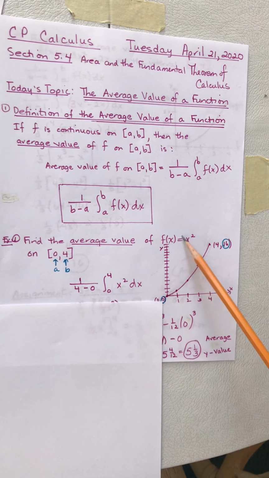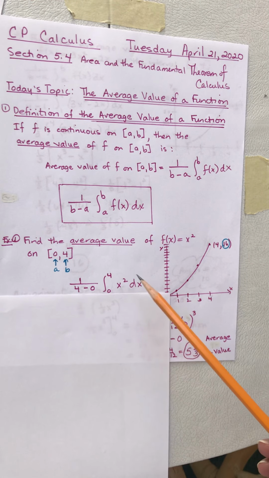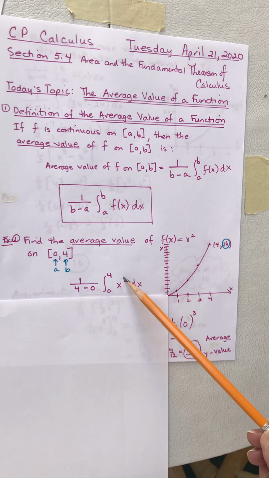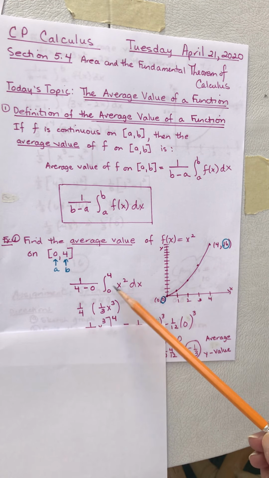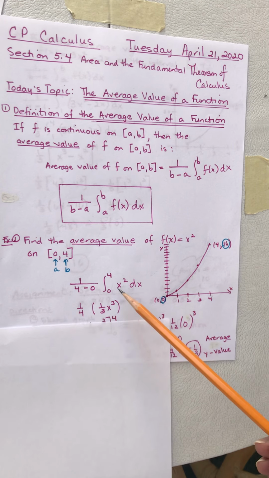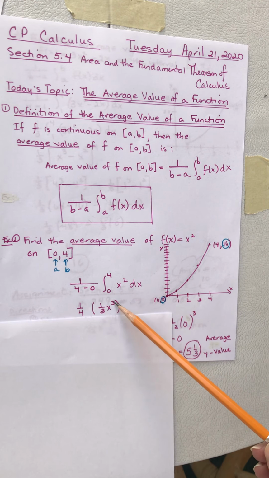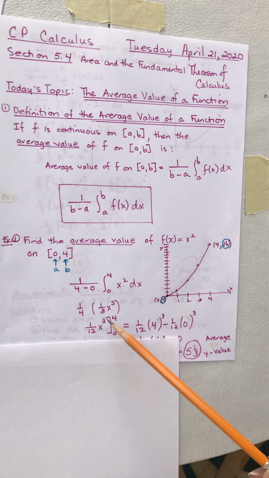x squared is the function. And now we find the antiderivative of x squared. We add 1 to the exponent. We get x cubed. We divide our coefficient by the new exponent, gives us 1/3. So our antiderivative of x squared is 1/3 x cubed. We multiply by 1/4 and we get 1/12 x cubed.